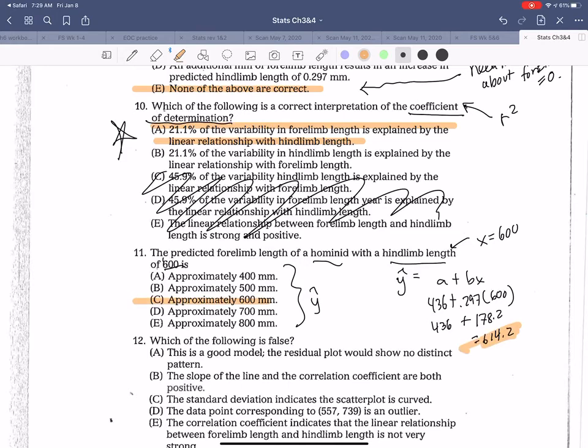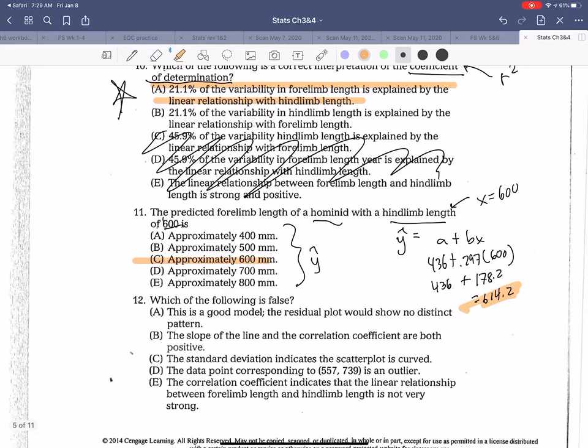Good. What is 12? It says, which of the following would be false? This is a good model. The residual plot would show no distinct pattern. Okay, we're going to have to look back on that. The slope of the line and the correlation coefficient are both positive. That's true. This number here is positive, and they have to be the same sign.